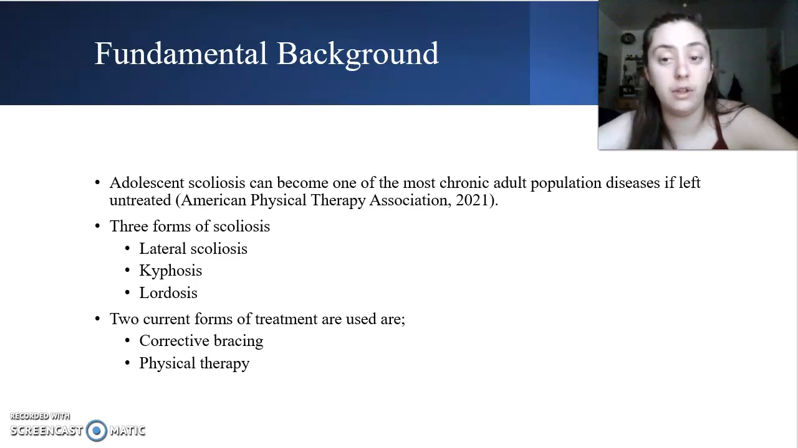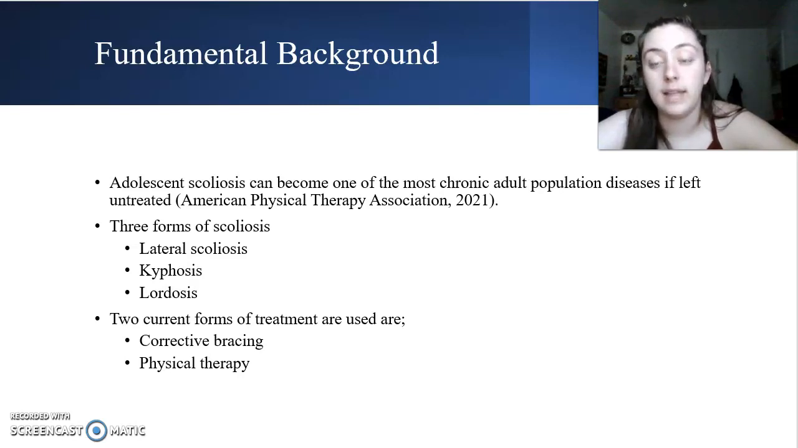We see lateral scoliosis, which is an S curvature from your cervical to your lumbar spine. You have kyphosis, which is a C-shaped curvature from your cervical to your thoracic, and lordosis is a C-shaped curve from your thoracic to your lumbar spine. These all have an effect on the wellness of life, how people function, their pain, and the way that they are able to correct their posture on a day-to-day basis.